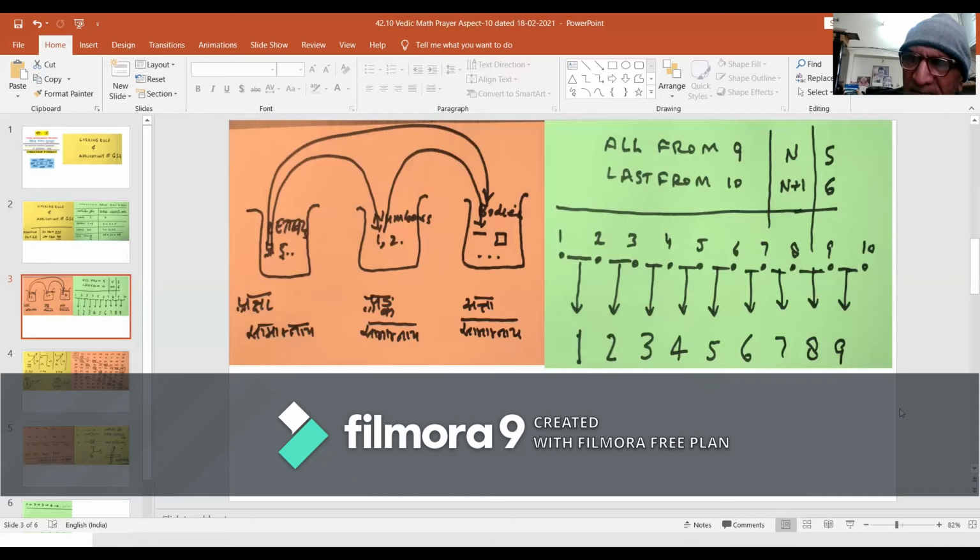So if we are measuring a line of 10 points, then it will be exhausted by 9 linear units because a point is not having a length. So the entire length of 10 points is exhaustively coverable in 9 linear steps. So all from 9 in this context would mean and imply that a line of 10 points array can be measured in 9 steps.